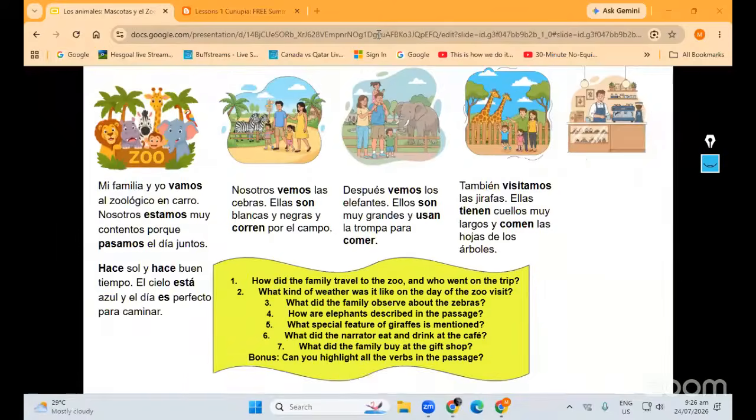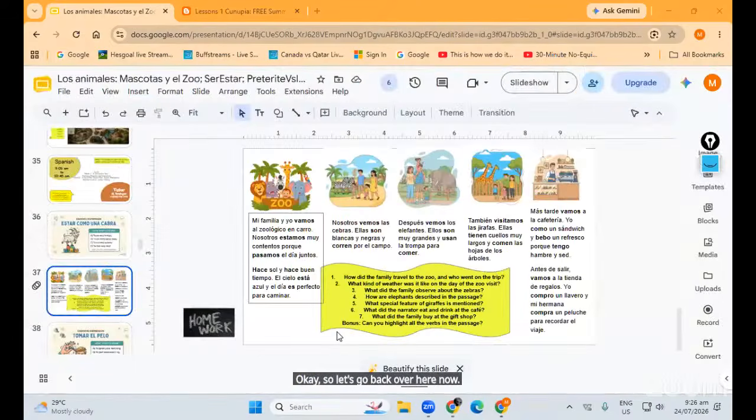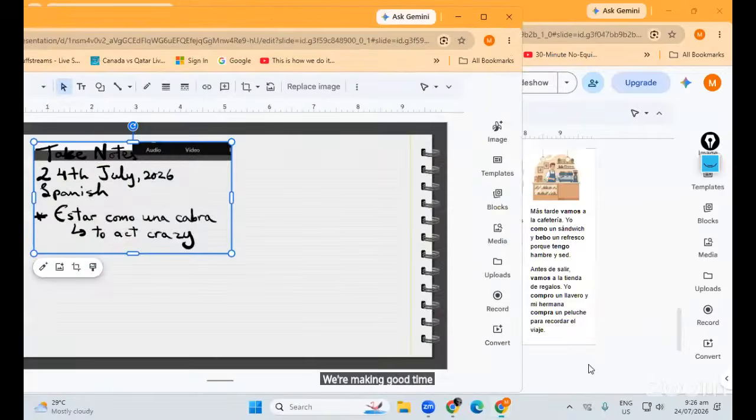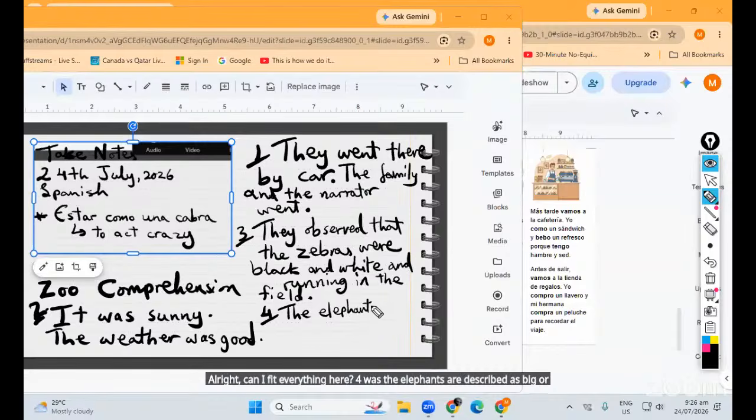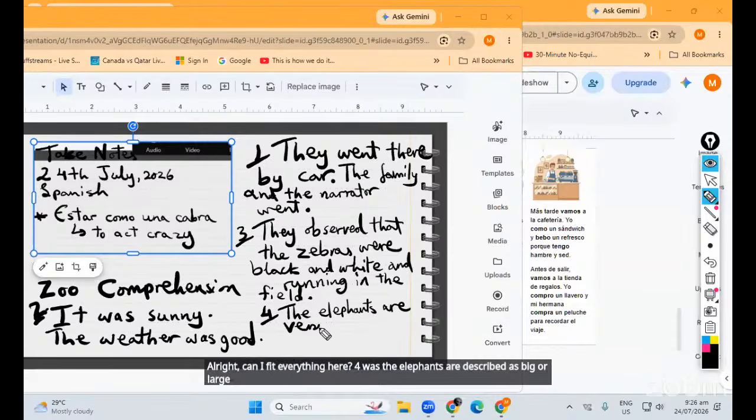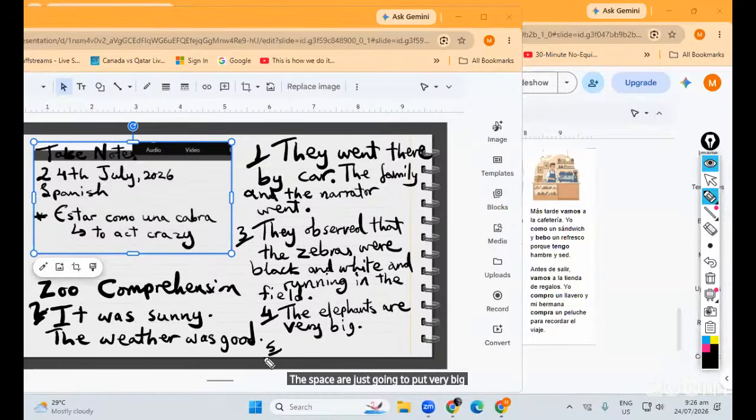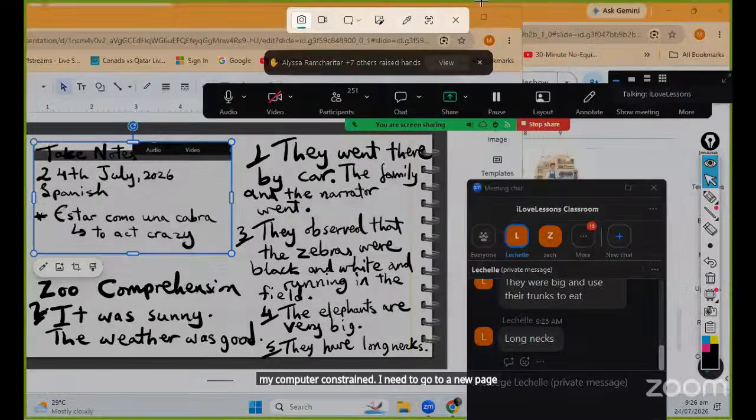Okay, so let's go back over here now. We're up to number 5. We're making good time. All right, can I fit everything here? 4 was the elephants are described as big or large. For space, I'm just going to put very big, right? 5, they have very long necks. Or they have long necks. Okay, and now because of my computer constraint, I need to go to a new page, right? But obviously you may not, so just continue.